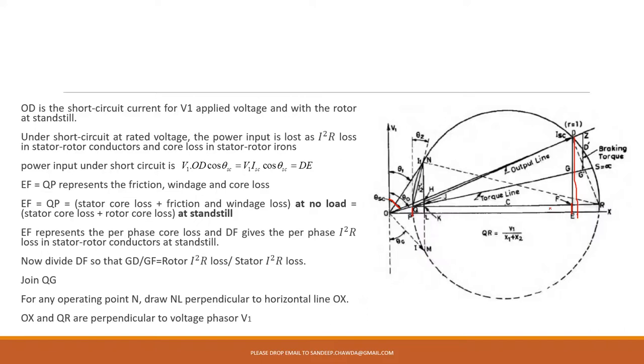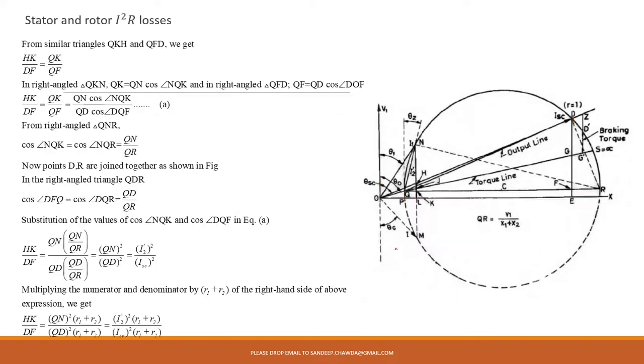And you can say alternatively, these axes OX and QR are perpendicular to V1. I think there is no doubt. So what exactly are we going to do with this? We are going to determine the stator and rotor I square R loss. Basically, we are going to show this in the circle diagram.